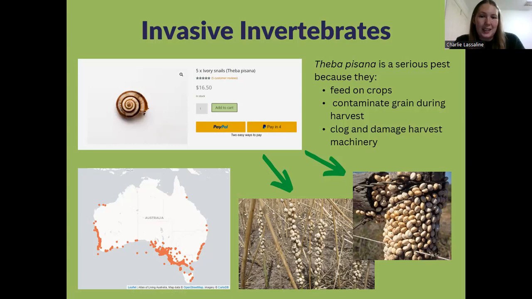So this means that a species like this could easily spread all around Australia at a much quicker rate than it is already, thanks to these websites. So there does need to be a lot more regulation on this kind of stuff.